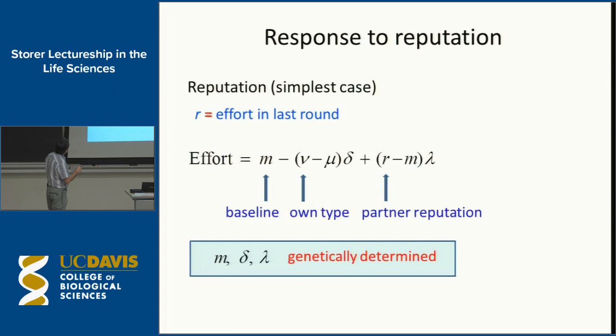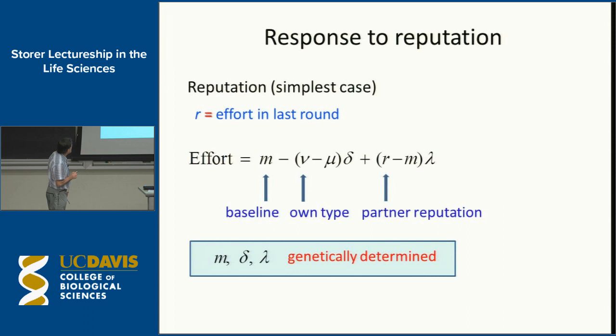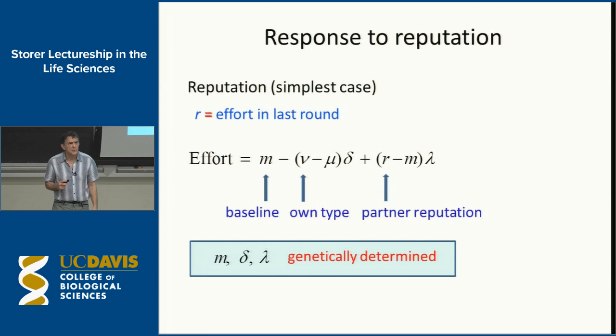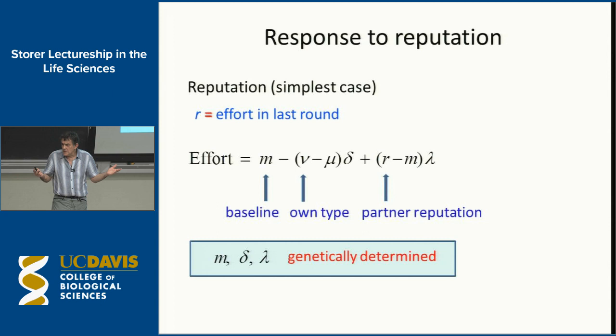How is effort determined? Well, the effort of each individual in this population has some baseline effort, M, plus this V, which is the type of the individual, sort of inversely proportional to quality, and mu is the mean type. So this is my baseline, this is the difference between my type and the mean type in the population, and this is the difference between partner's reputation and my baseline effort. So I've coded it like this; I could have done it in other ways. Every individual has a rule of this sort, but the individuals differ in these parameters, M, delta, lambda. These are genetically determined, and what I'm interested in is the evolution of these three parameters.